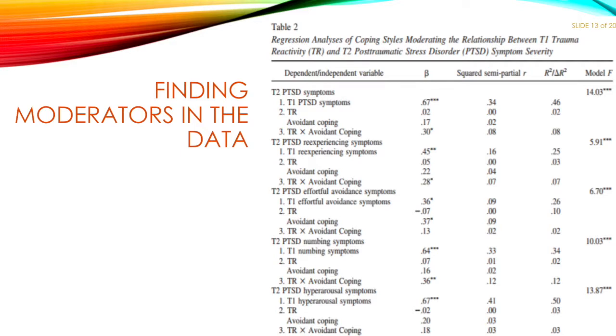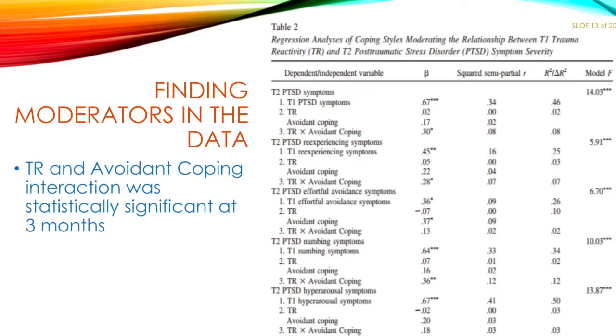Now here's a good example of using regression to identify a moderator. Let's look at the trauma research done by Pinellas and colleagues that we talked about earlier. Recall that in their study, PTSD symptom severity was the outcome variable, and you can see it right here on the table. Initial trauma reactivity at 1 month, or TR, was the predictor, and the moderating variable was avoidant coping style.